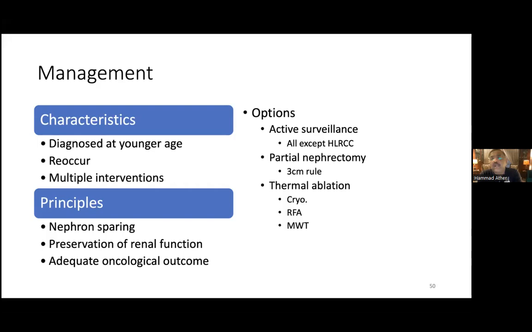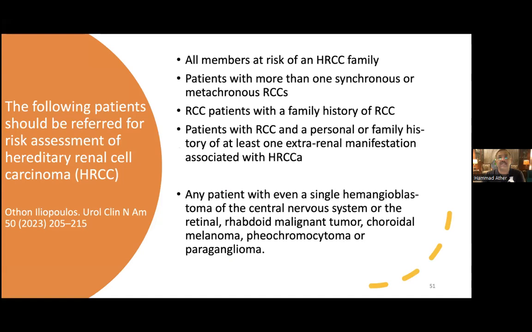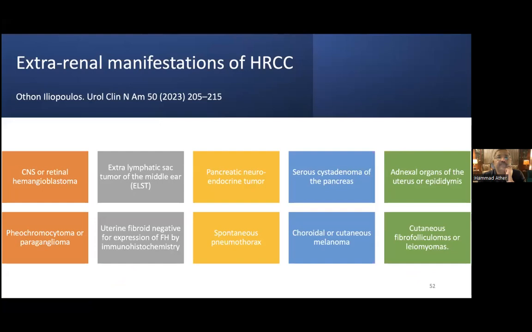Thermal ablation with cryoablation, radiofrequency ablation, microwave thermotherapy are some of the other options which are available and which are exercised based upon cases. So the question really is that since a significant proportion of these patients have genetic alterations, once identified, should genetic workup for the rest of the family members be done? These are some of the points that we have talked about earlier as well, some of the indications for doing genetic workup in patients who are identified with these kind of tumors. These are some of the extrarenal manifestations of hereditary renal cell cancer. So if your patient has any of these things, you should be thinking in terms of hereditary renal cell carcinoma, and genetic workup is indicated.